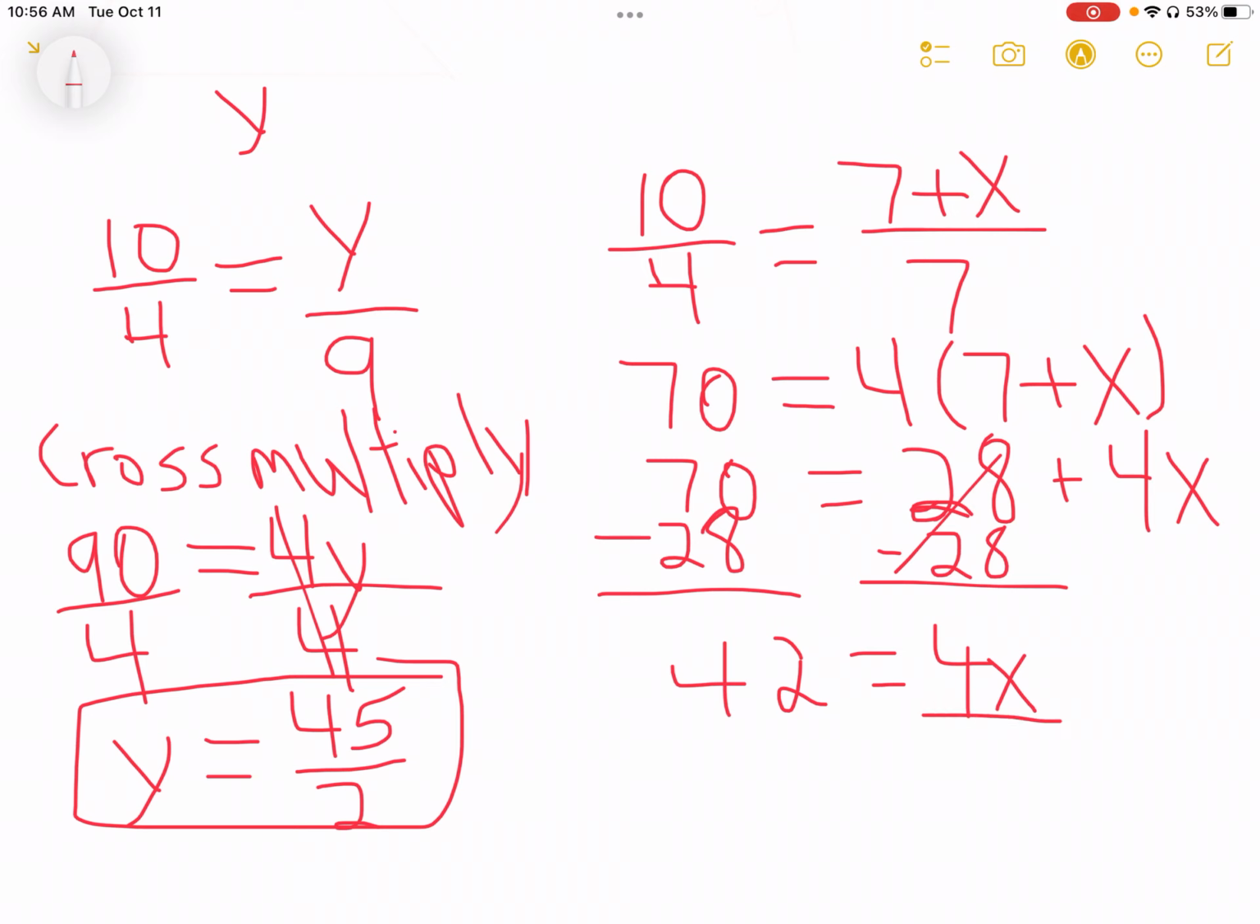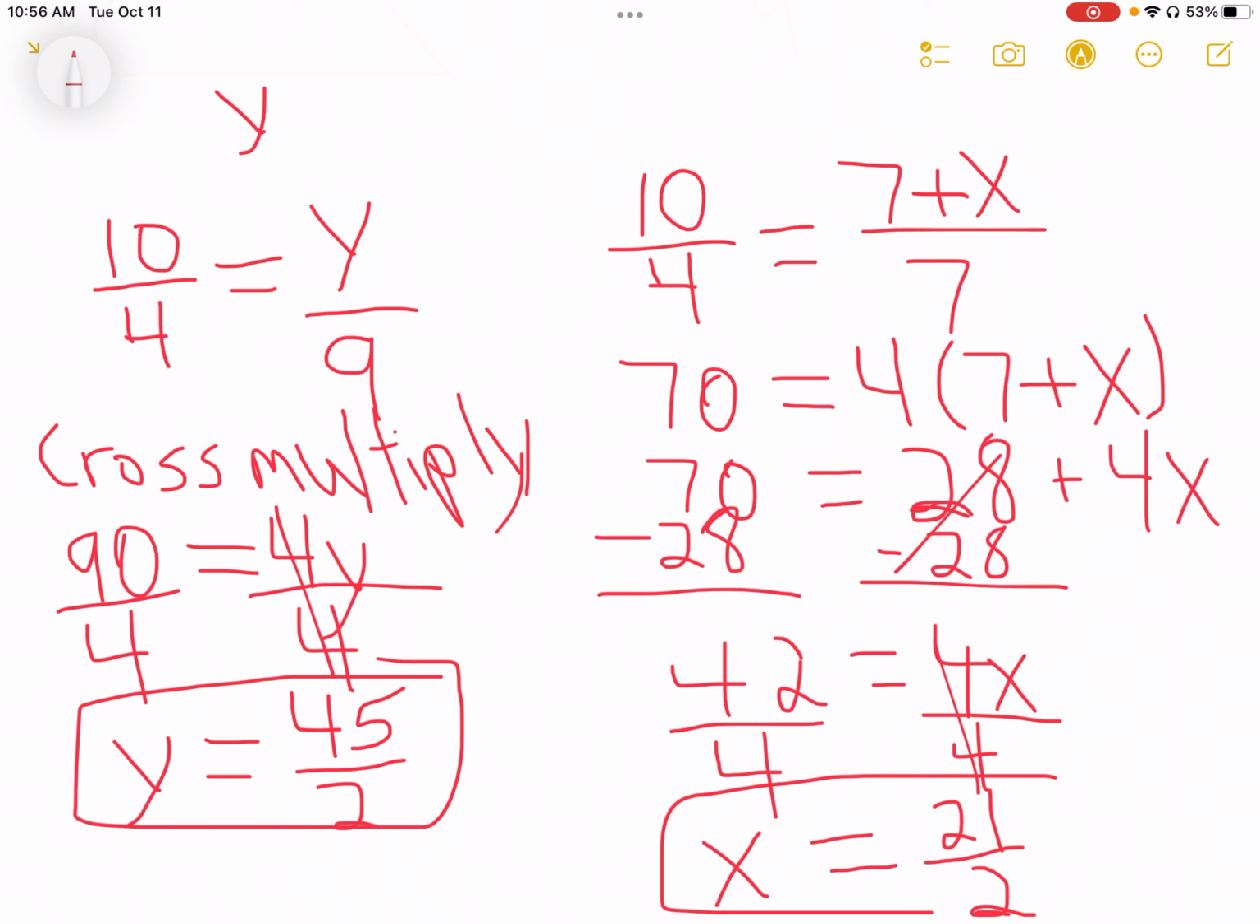I can divide by 4 here, both sides. And then my x, because the 4 canceled, my x is equal to, and I can reduce it in my head here, 21 over 2. So I don't really have fractional answers here, but that's okay. Sometimes I'm not going to get whole number answers.